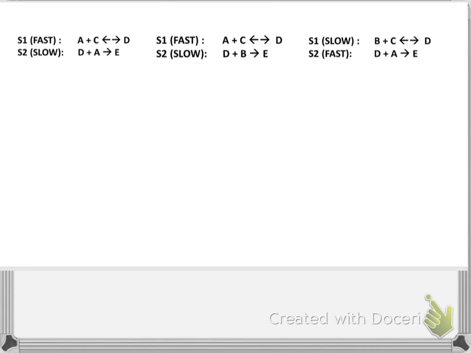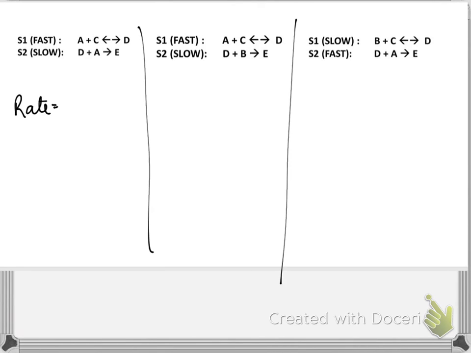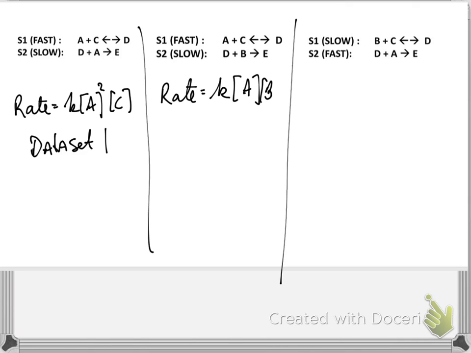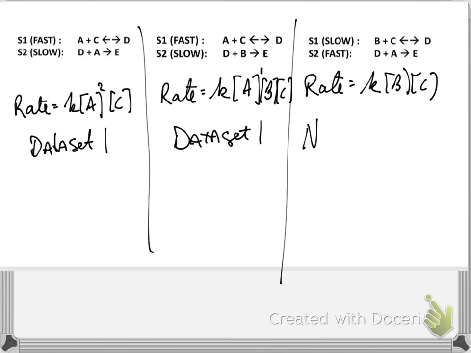So when we come back to our 3 possibilities, summarize here, this was second order in A, that would be data set 1. This mechanism was first order in A, that would be data set 2, not 1, data set 2. And the rate here, KB times C, is neither data set 1 nor data set 2. Data set 2 for the middle one, first order.